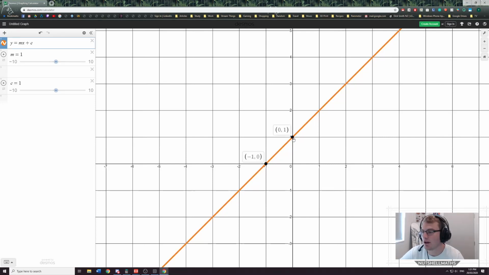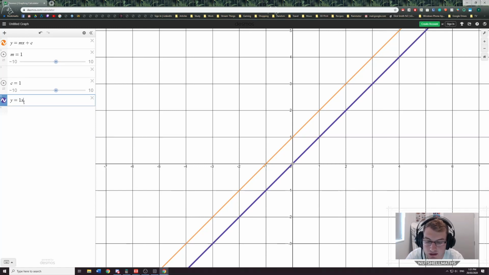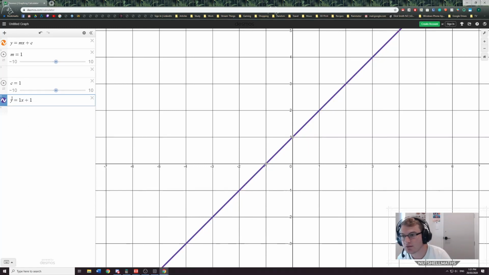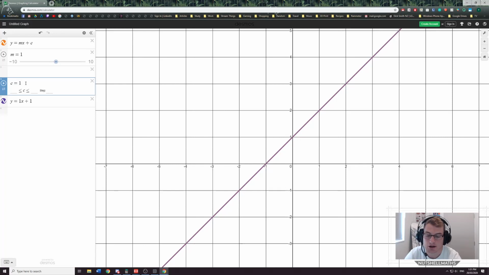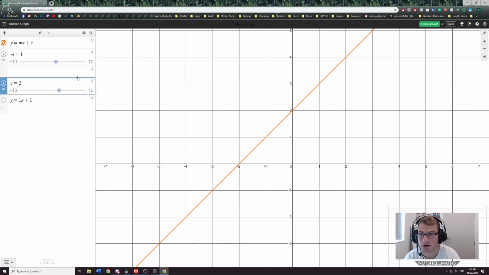But hopefully if you've got this preloaded already, you'll understand it like this. If we have a look at this, I've got this formula, y equals mx plus c. And these are what I've called m and c. What I'm trying to say is, this line, y equals 1x plus 1, is the same as y equals mx plus c when I change these to 1 and 1. If I change this to 2, you can see it moves up, right?